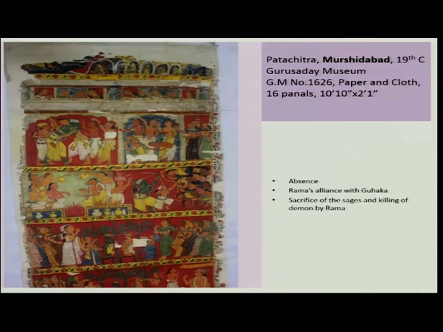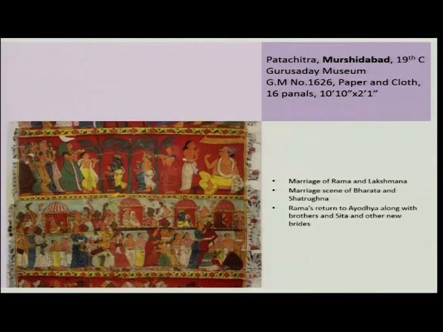So what we see in the frame, that's the beginning, we see the absence, Rama's alliance with Guhaka, the sacrifice of the sages and the killing of the demon by Rama, the marriage of Rama and Lakshmana, the marriage scene of Bharata and Shatrughna, the four brothers, and Rama's return to Ayodhya along with his brothers and Sita and the other new brides.